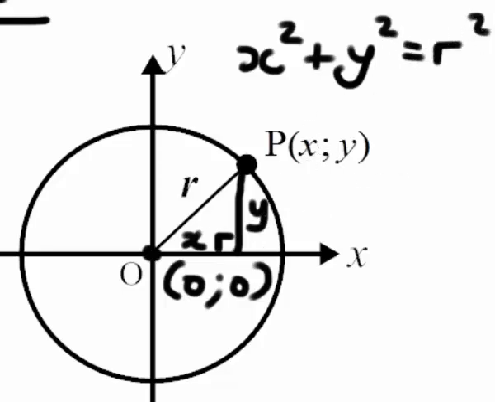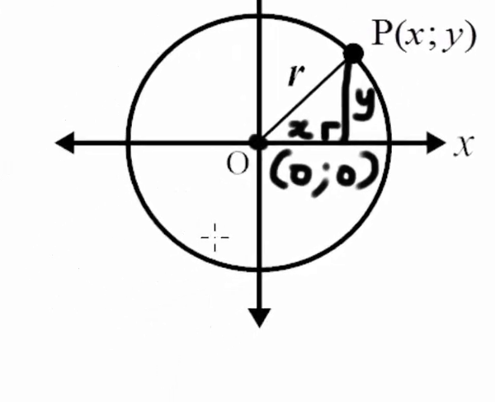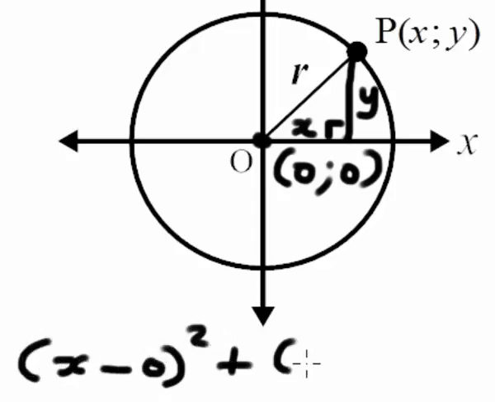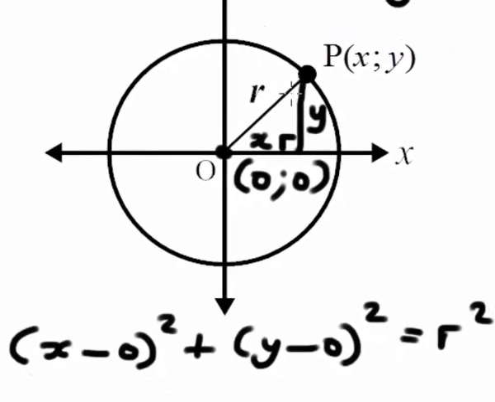Now, you could have also used the distance formula. So if we use the distance formula from earlier years, you could have said (x minus 0) squared plus (y minus 0) squared is r squared. That length r would be the distance between O and P. That's (x minus 0) squared plus (y minus 0) squared. And that leads us to what we call the equation of a circle.